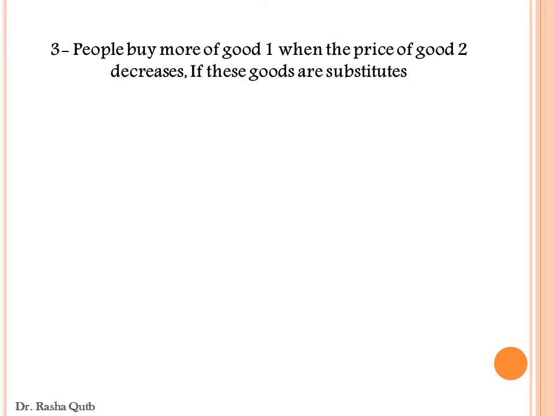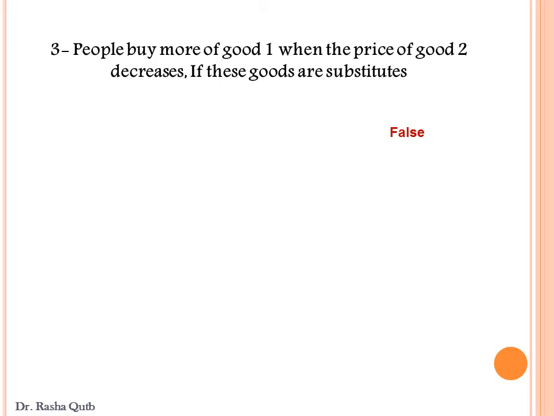Number 3, people buy more of good 1 when the price of good 2 decreases if these goods are substitutes. This sentence is false. We know that when we have two products that satisfy the same needs, they can replace each other. In this case, we call these goods substitutes.